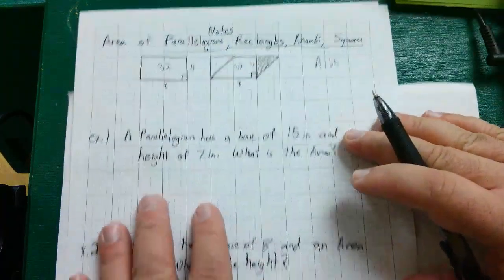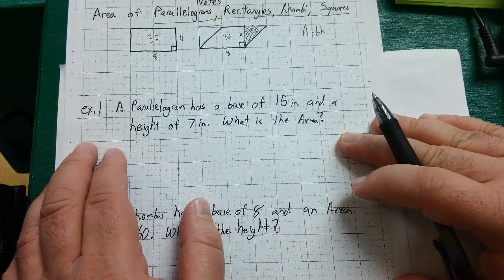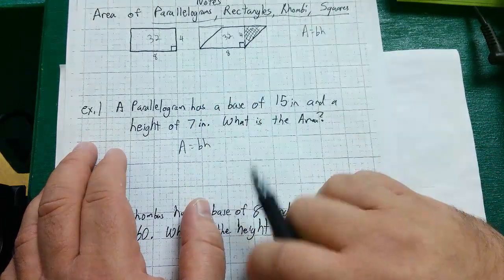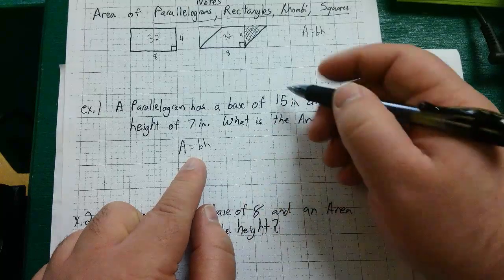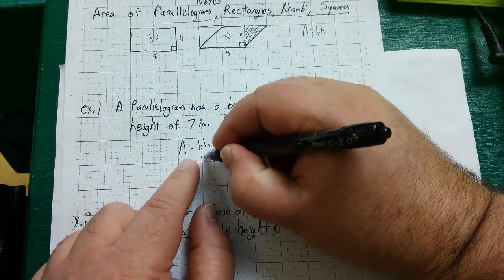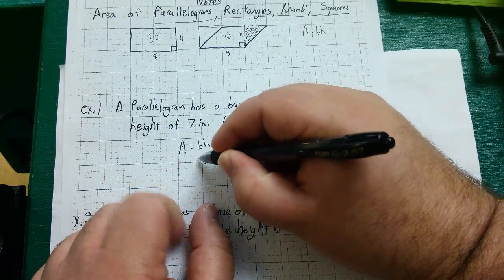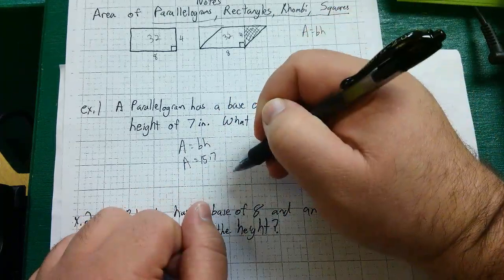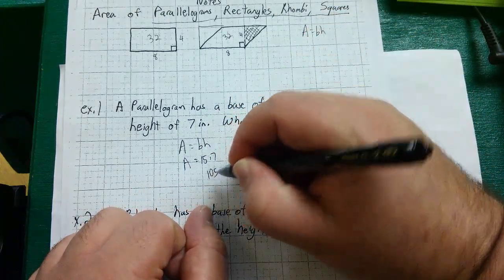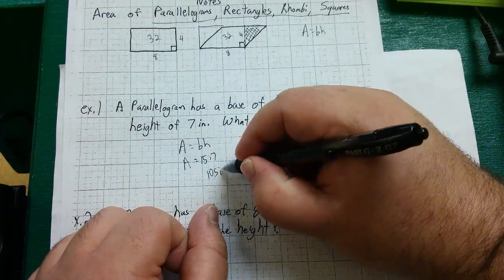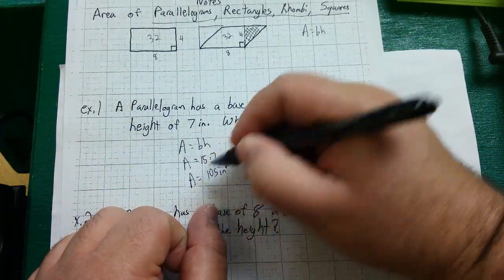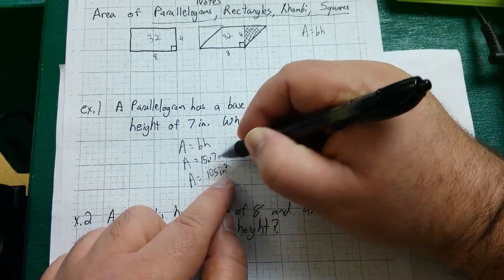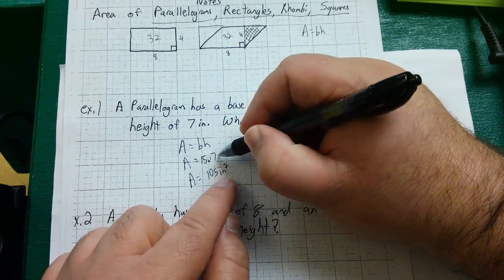In our first example, a parallelogram has a base of 15 and a height of 7. What is the area? You could draw a picture, but if you have all the information you need and you know the formula, all you have to do is plug the stuff in. We know the base is 15 and the height is 7, and the area is what we're figuring out. 15 times 7 is 105. However, it should actually be 105 square inches, because this is 15 inches and 7 inches. Inches times inches is square inches, or inches squared.